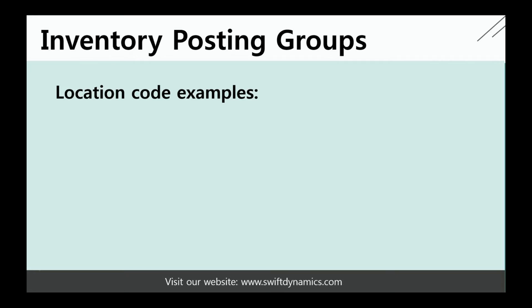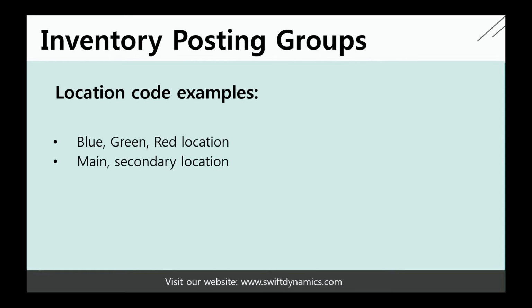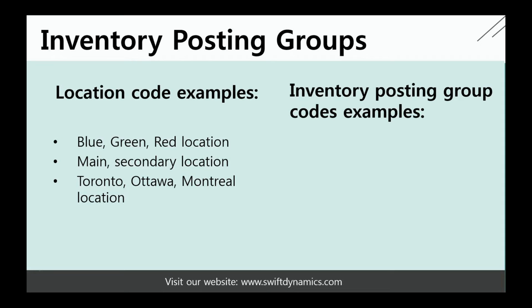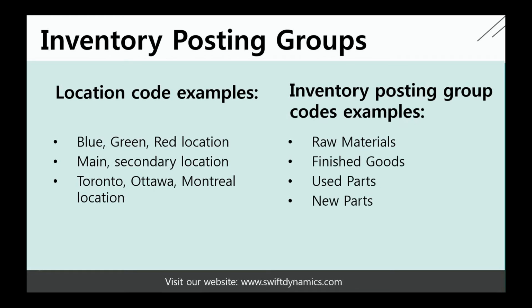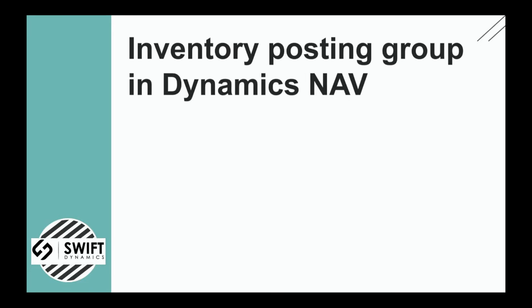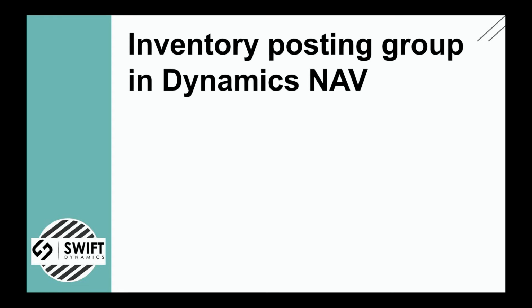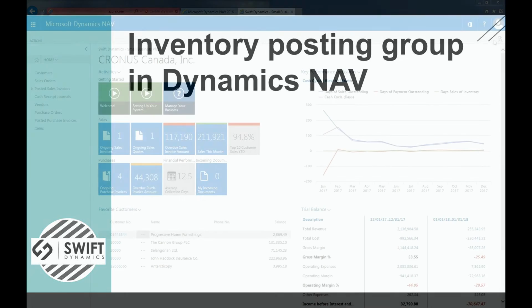Some location code examples could include blue, green, red location, whether you have a main or secondary location, or whether you have a location in Toronto, Ottawa, Montreal, etc. Some inventory posting group code examples are raw materials, finished goods, used parts, and new parts. Inventory posting groups also provide an ideal way to organize your inventory. When generating reports, you can separate items by their posting groups. Based on what I just explained, I'll show you an example of how NAV handles inventory posting groups.